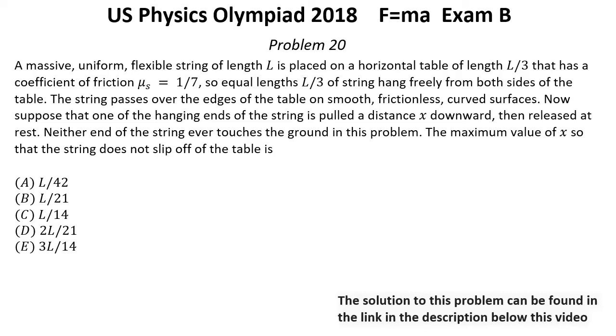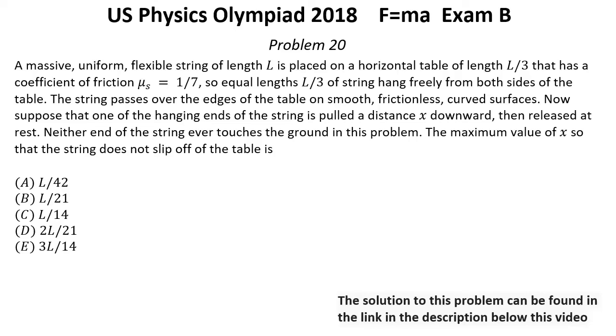Now suppose that one of the hanging ends of the string is pulled a distance x downward, then released at rest. Neither end of the string ever touches the ground in this problem. The maximum value of x, so that the string does not slip off of the table, is the next one. Solution for problem number 20.